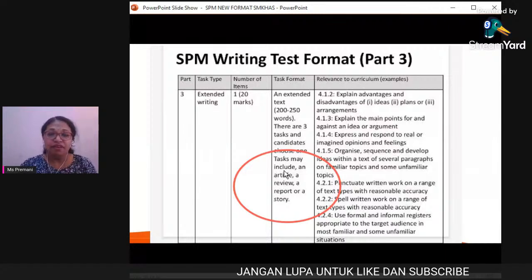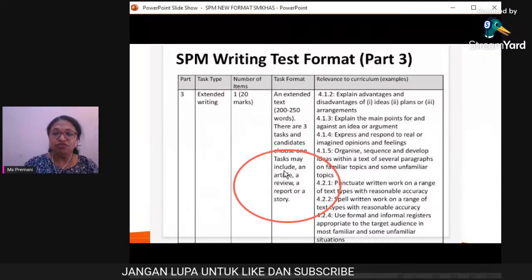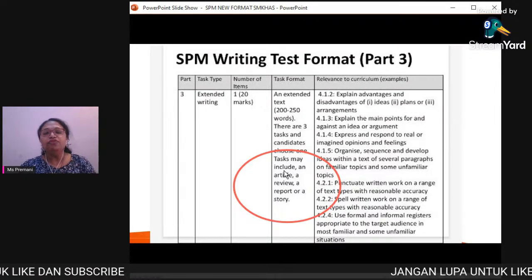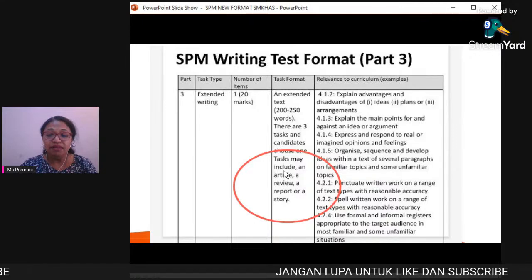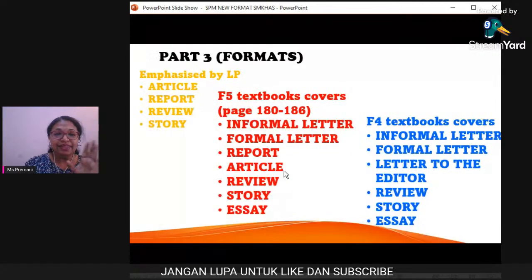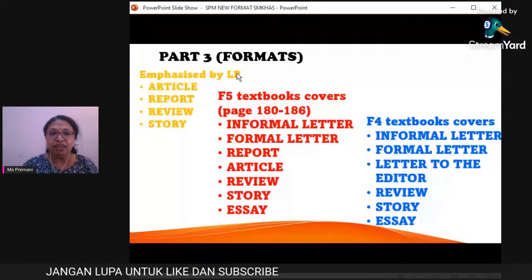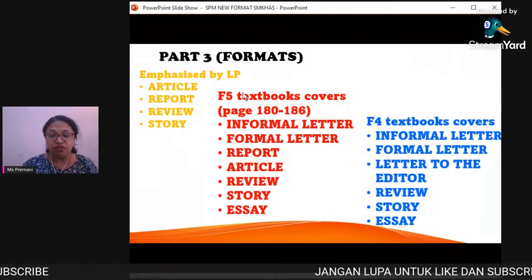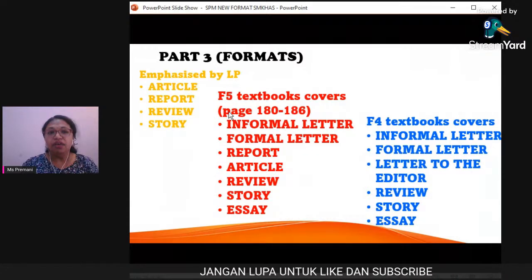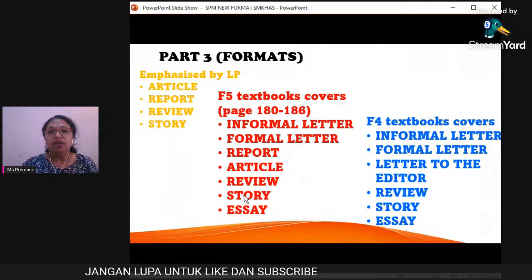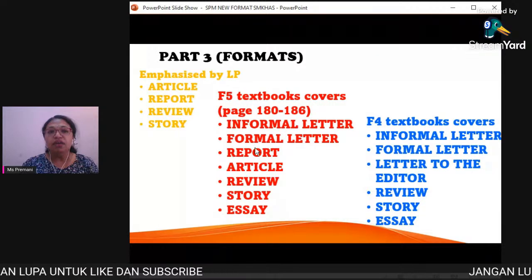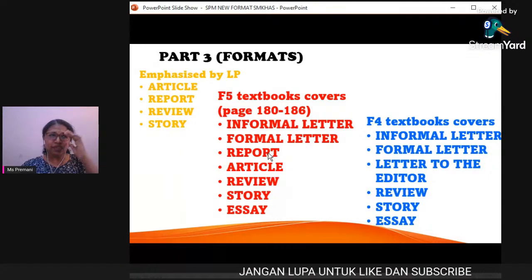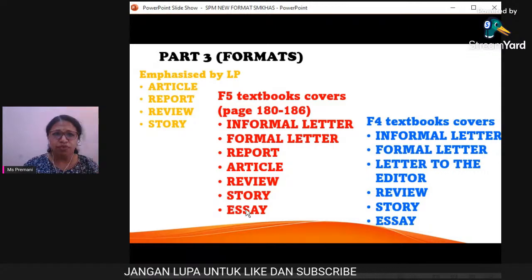All right. So among teachers also we discuss, is it like only these 4 formats for this part 3? Actually, it may be or it may not be. So if you see the textbook, emphasized by Lembaga Peperiksaan are articles, report, review, story. But here in the Form 5 textbook, the syllabus covers all this. If you see page 180 to 186, these are the formats. They give you the sample, okay? Like a rangka, they give you. So informal letter, report, article, review, story, essay.